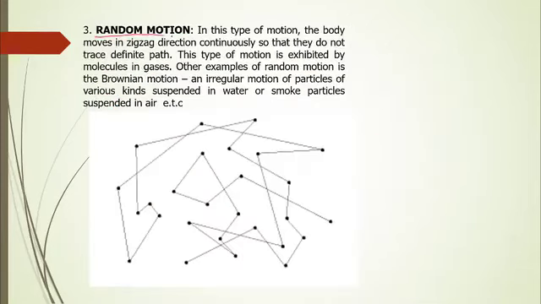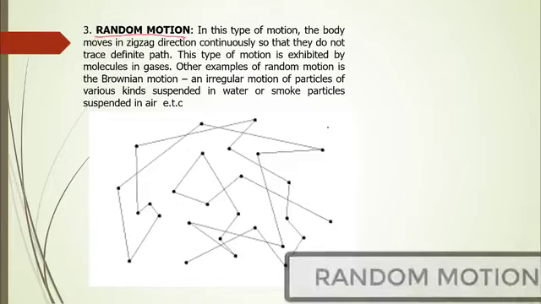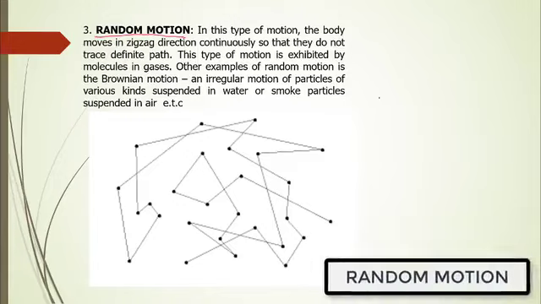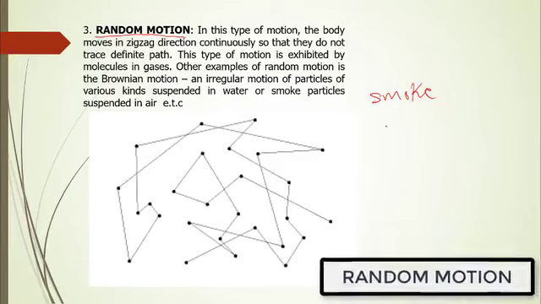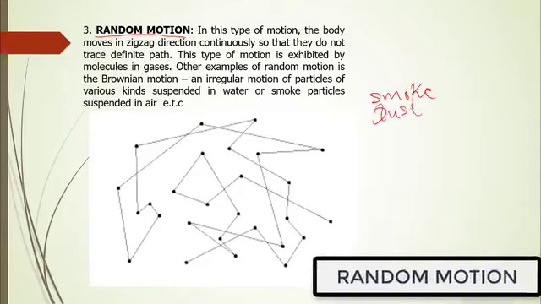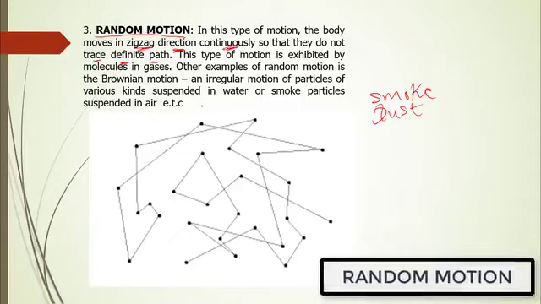A third kind of motion is random motion. Most times when you're sweeping your school or your house, you tend to see dust particles. But what can you say about the motion of these dust particles? You say that they move in a zigzag direction continuously. They do not trace any definite path. They continue to move in an irregular kind of motion. You can't describe what their motion looks like.